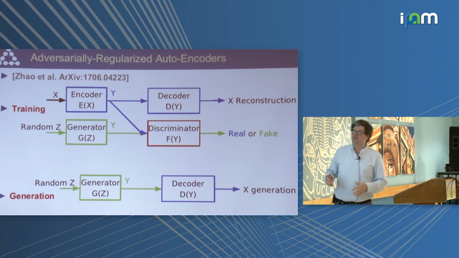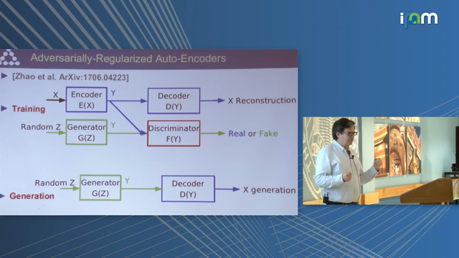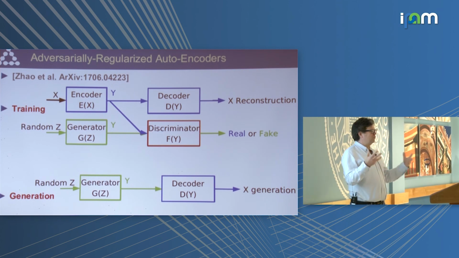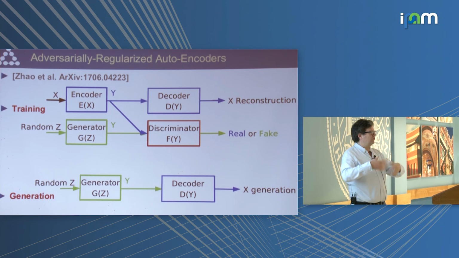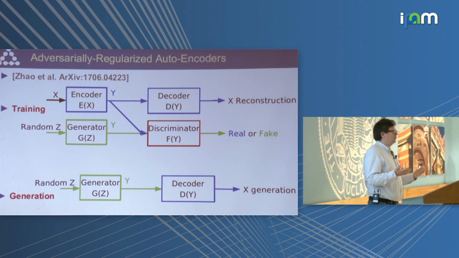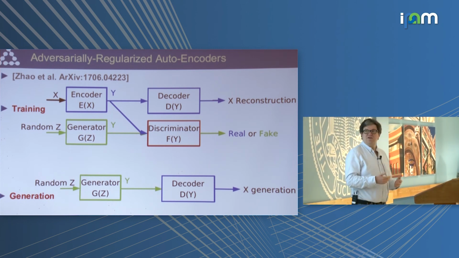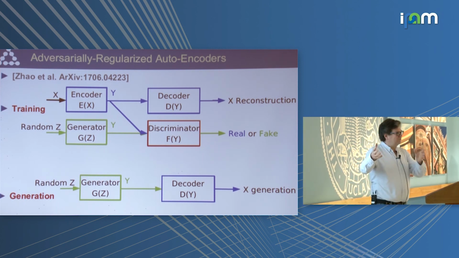So the problem here is how do you use adversarial training with discrete data? Adversarial training works really well when you want to generate images, which are sort of continuous spaces. But if you want to use it to generate text, it doesn't quite work.